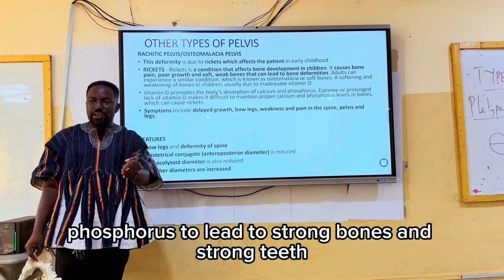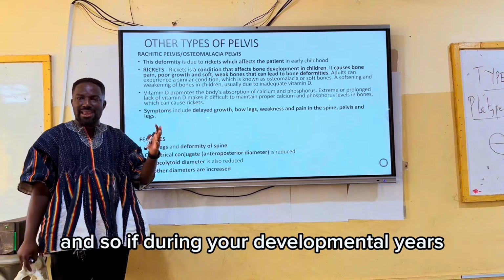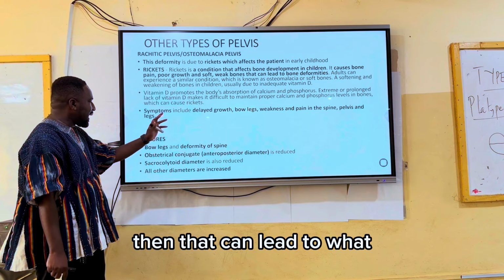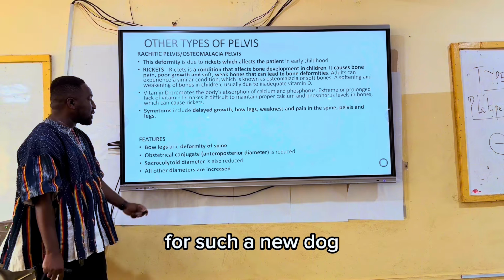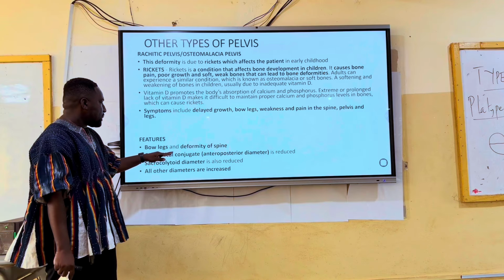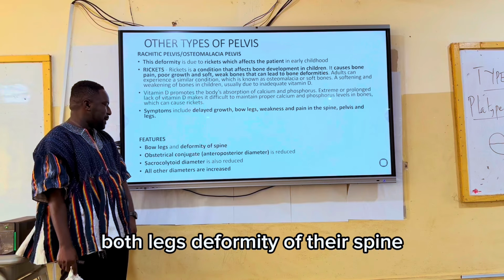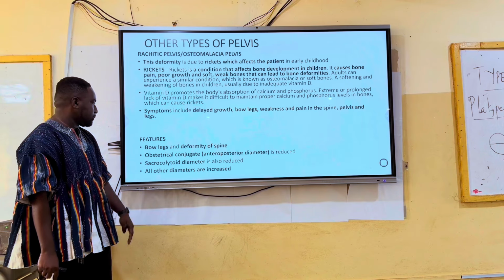Phosphorus, to lead to strong bones and strong teeth. And so if during your developmental years you are not taking enough calcium in your diet, then that can lead to what? An osteomalacia or rachitic pelvis. For such individuals, they may have bow legs, deformity of their spine, and then their AP diameter is severely reduced.